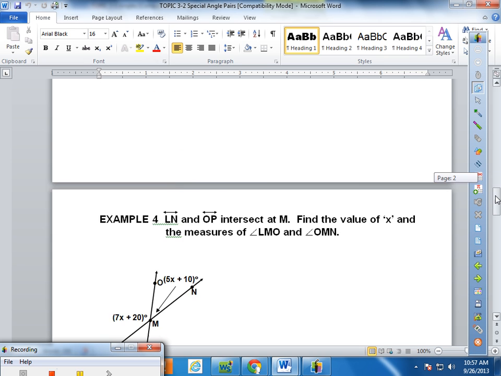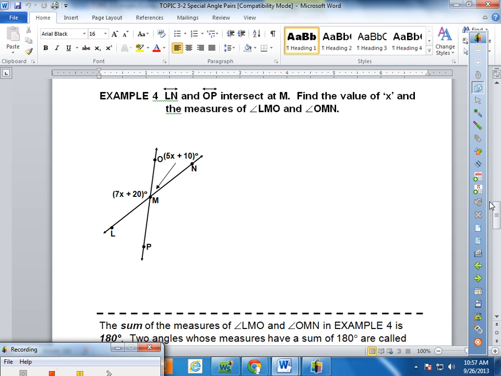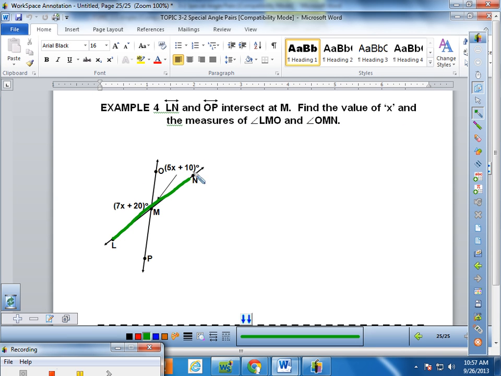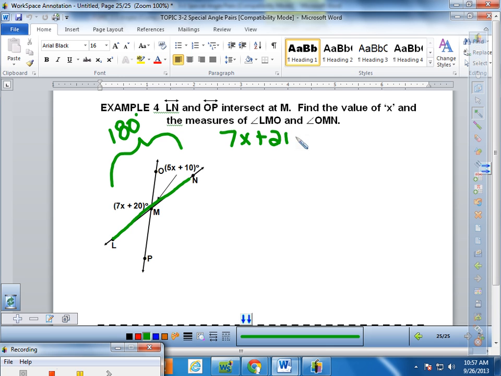Okay, moving on to example 4. Line LN and line OP intersect at point M. Find the value of x and the measure of angle LMO and OMN. All right, notice these two angles are not vertical. They form a straight line. That means when you add them together, they equal 180 degrees. That's what your algebra problem is going to look like. You're going to add these together. So that is 7x plus 20 plus 5x plus 10 equals 180.